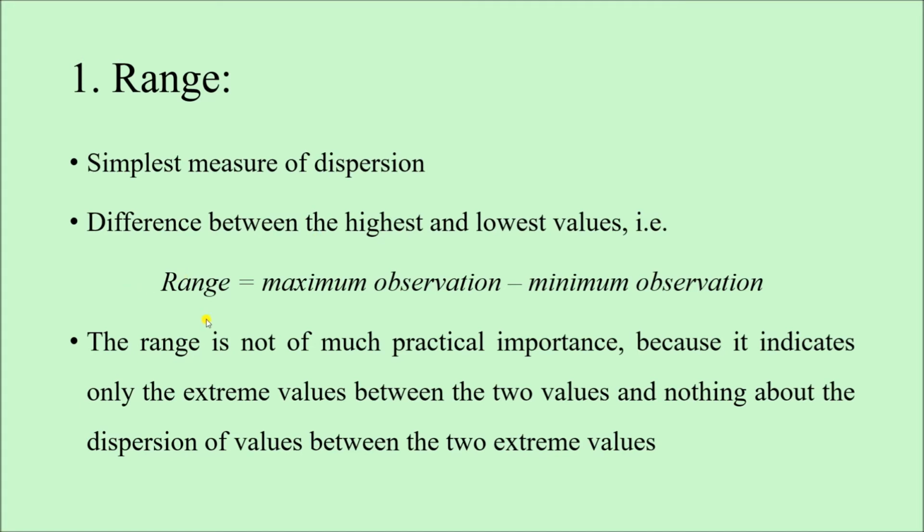Now as you can see, to calculate the range we only need to identify the maximum value and the minimum value. So the problem here is, from range we have no idea whatever is happening in between these two extreme values. We have only the idea about the maximum value and the minimum value, but the other values are not important while calculating the range. So if we have a range, we have no idea how the other values are dispersed. So that is why this is not of much importance.